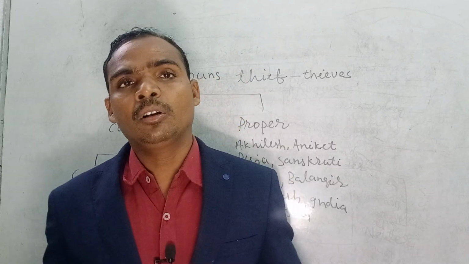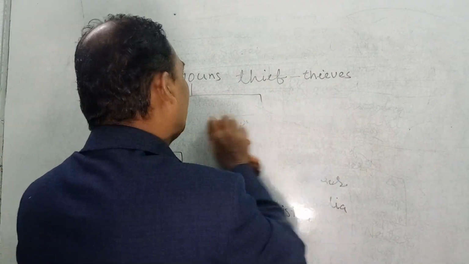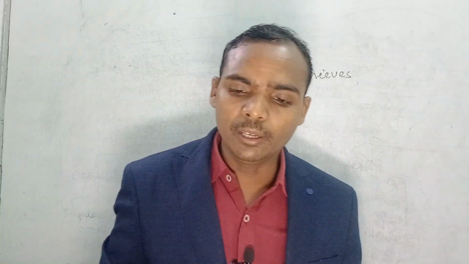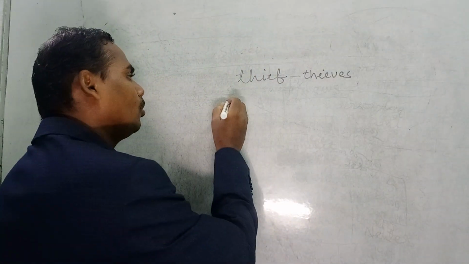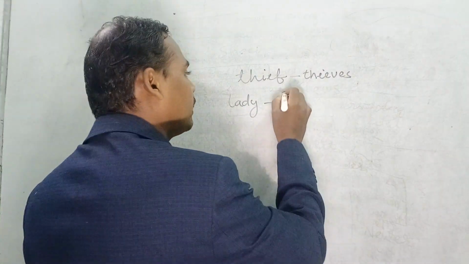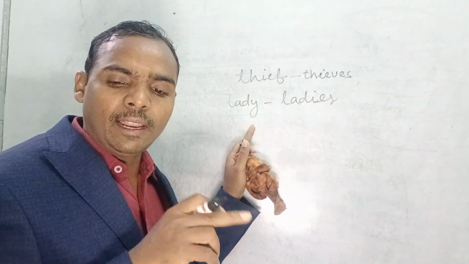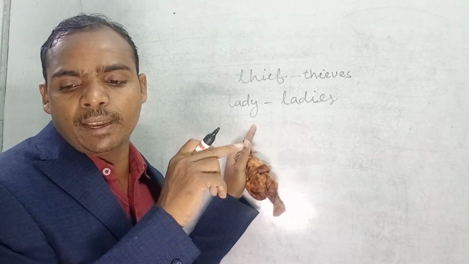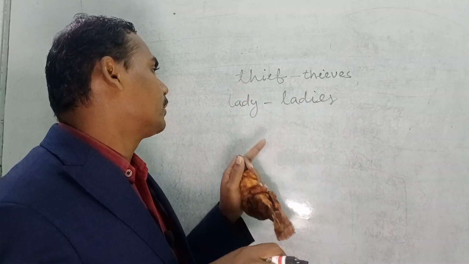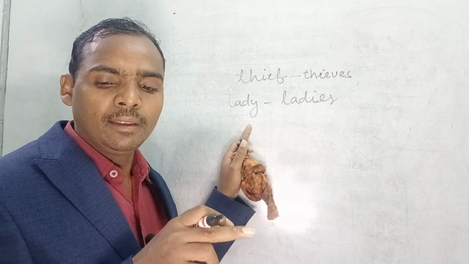Suppose a noun ends in y. I am now giving examples of nouns ending with y. Suppose lady, L-A-D-Y. How to make it plural? L-A-D-I-E-S, ladies. When a noun ends with y, if the y is preceded by a consonant, it is changed into i and es.